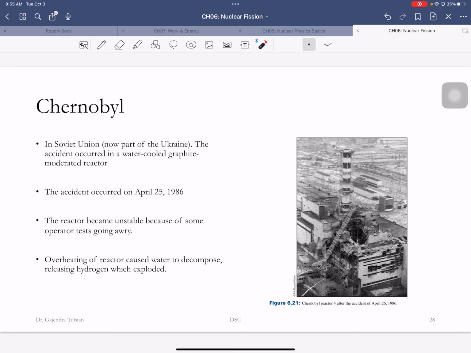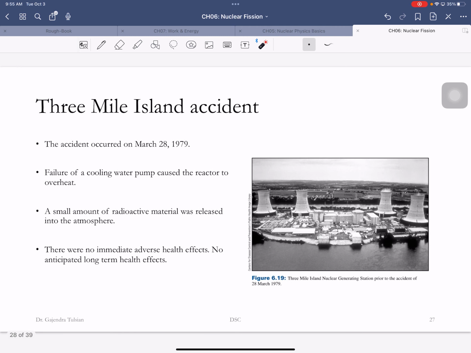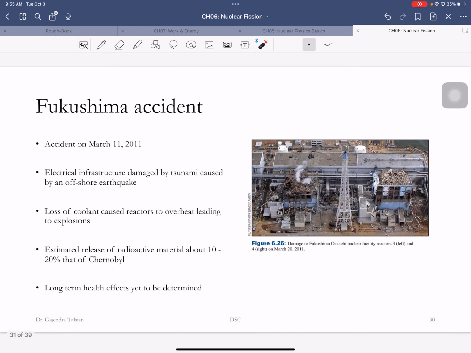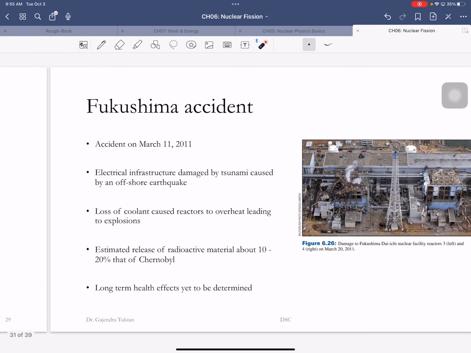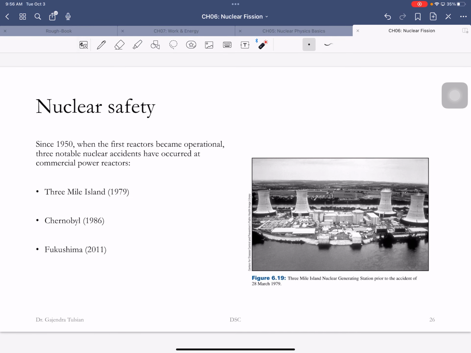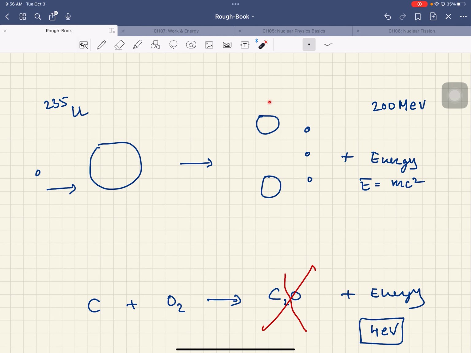So here are three accidents that have happened: Three Mile Island, Chernobyl, and Fukushima. Essentially, here's how all the accidents happen. You have a nuclear reactor, and in this fuel, these are the fragments that were created. These are radioactive. So these guys will produce heat.